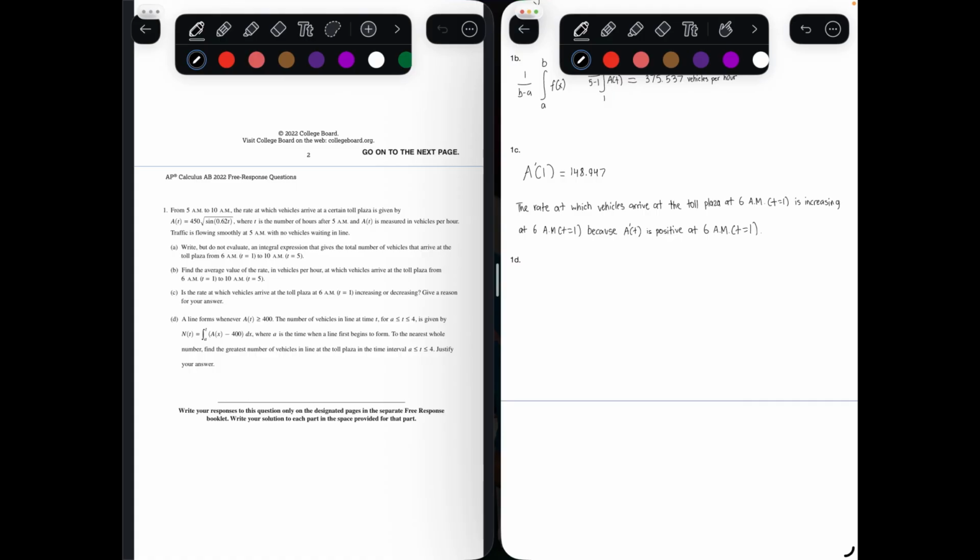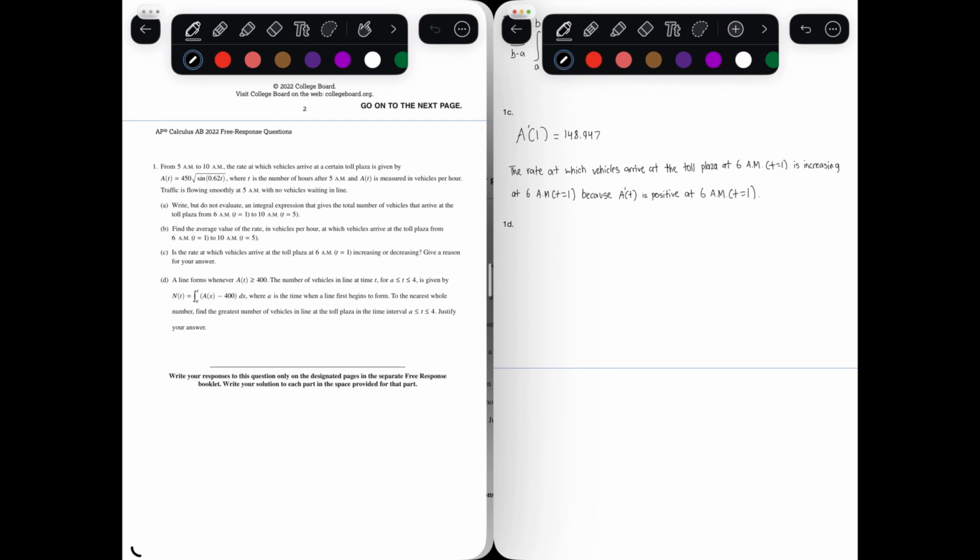Okay, so let's move on to 1D. 1D says a line forms whenever A of t is greater than or equal to 400, and the number of vehicles in line at time t for A less than or equal to t less than or equal to 4 is given by N of t. And then you have that formula there, where A is the time when a line first begins to form. So to the nearest whole number, find the greatest number of vehicles in line at the toll plaza in the time interval A less than or equal to t less than or equal to 4, and justify your answer.